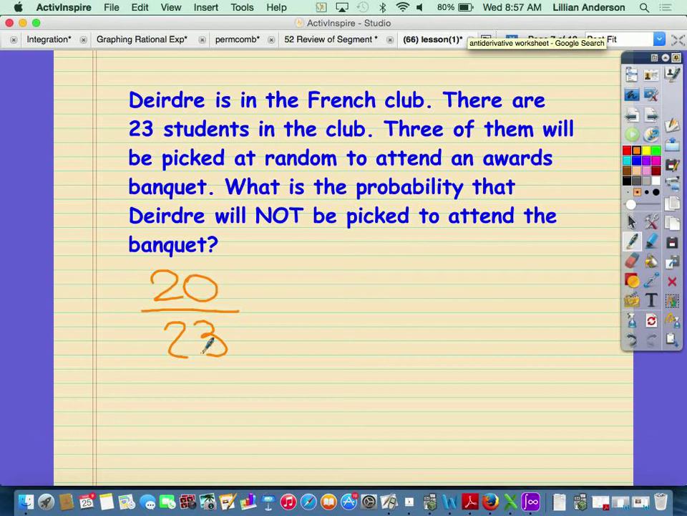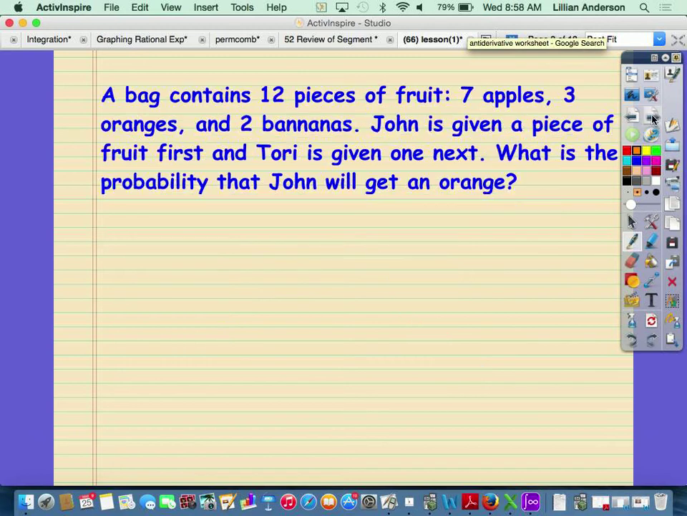Now, something else that you could also do sometimes is that you know that 3 out of 23 are going to be picked, okay? So to figure out the amount that isn't going to be picked, you can always do 1 minus that. Technically, it's known as the complement. The ones who are being picked, that's the event. The ones who aren't being picked, that's the complement. And so you still get 20 out of 23.